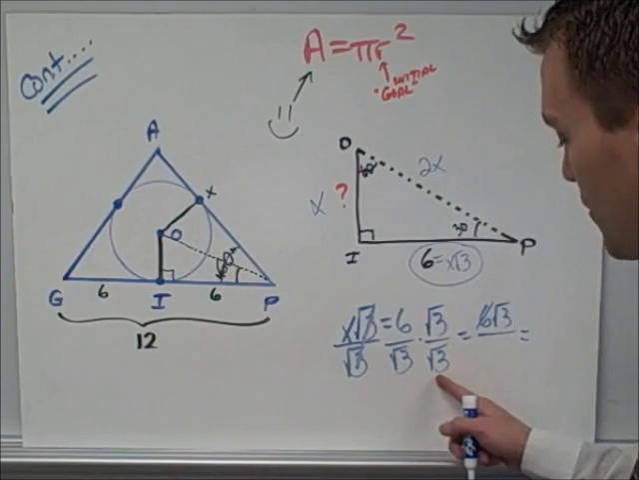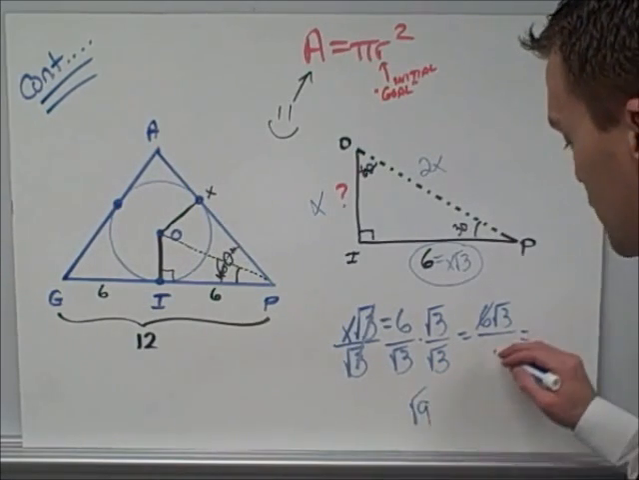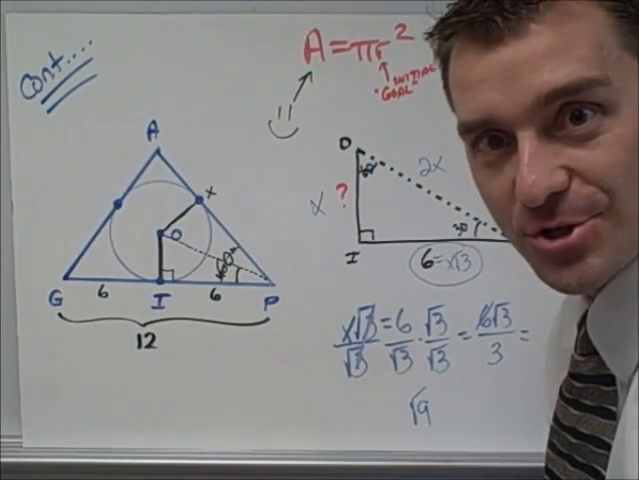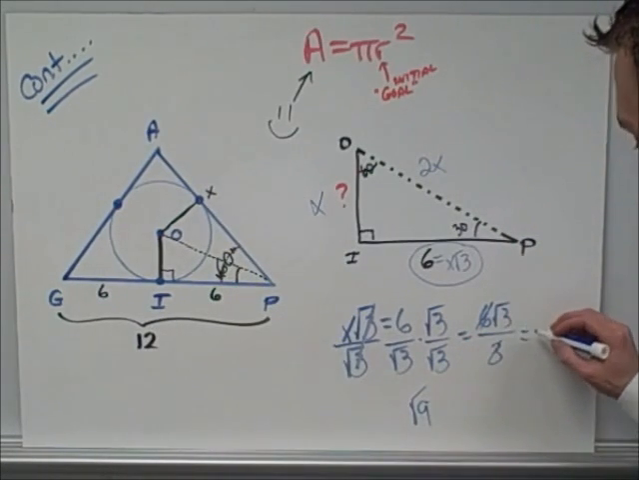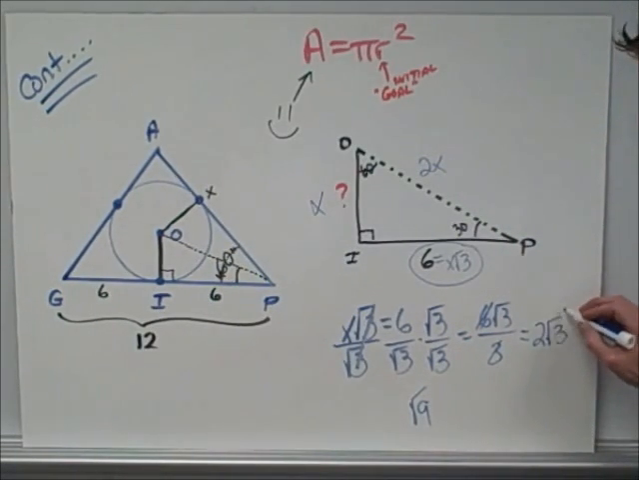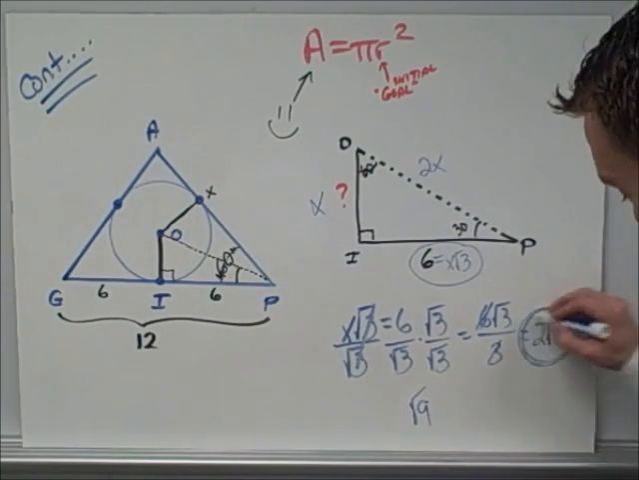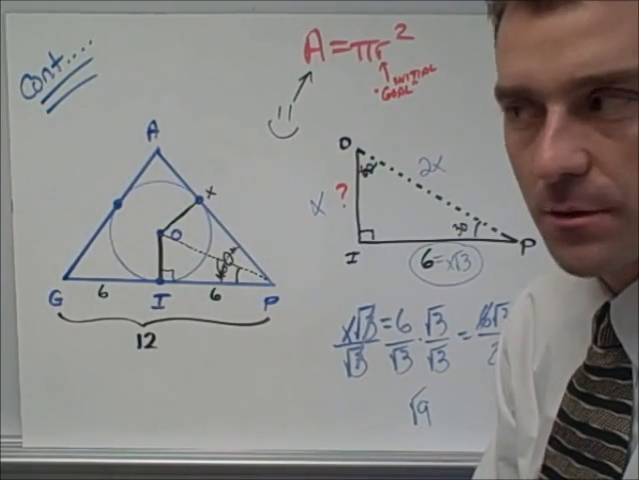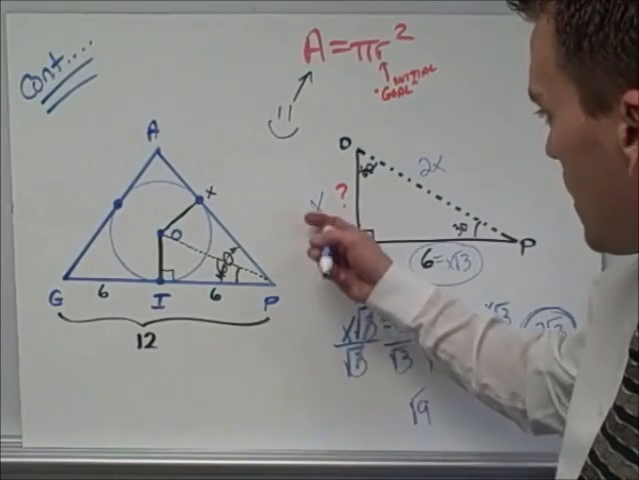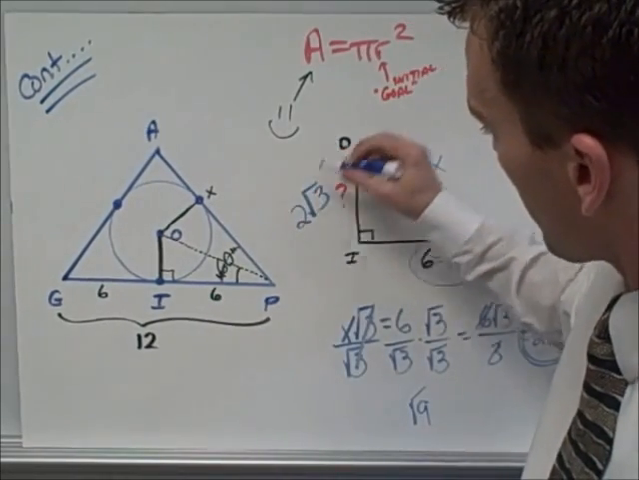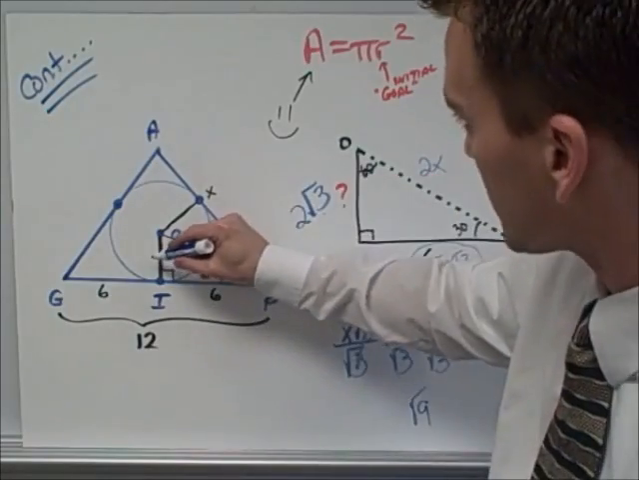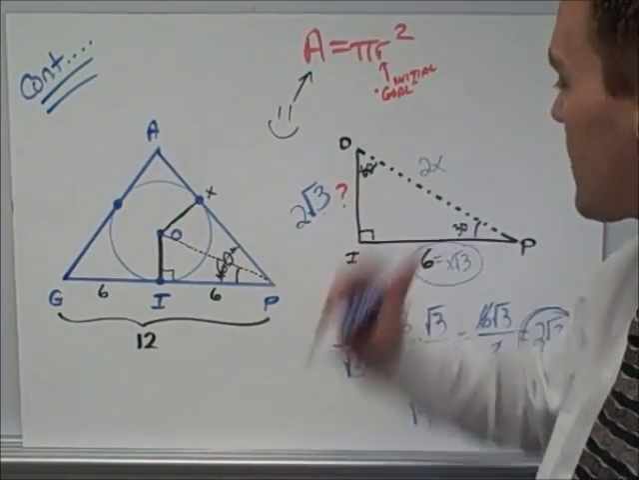So root 3 times root 3 actually gives you the square root of 9, which would give you a 3. Now we're on track. Glad you caught that. So I can reduce the 6 and that 3, which means now I get 2 root 3. Whoa, that is now my x value. That's this piece. That's from here, O to I, which is my radius. Nice. So I finally have my radius length.